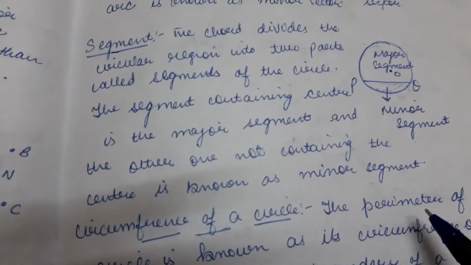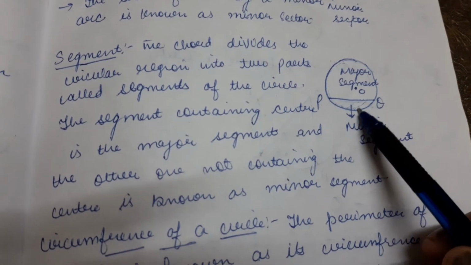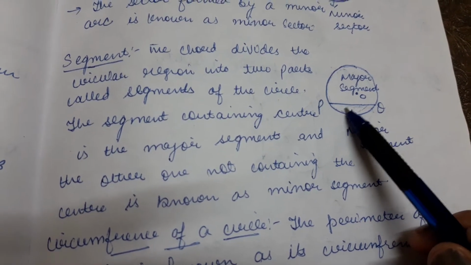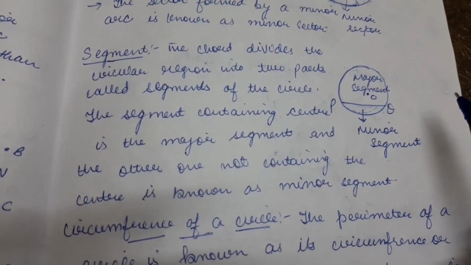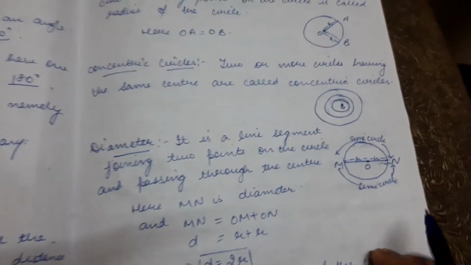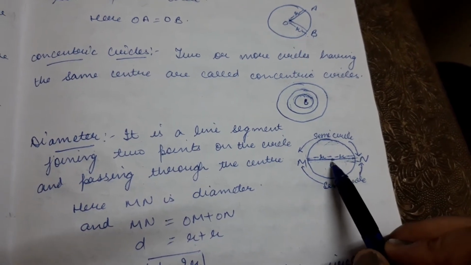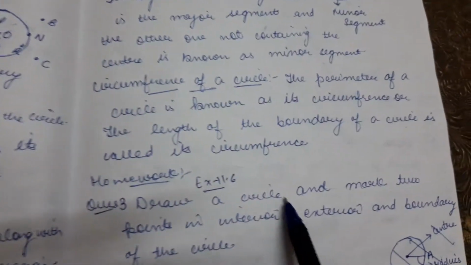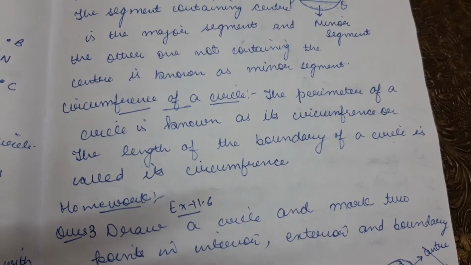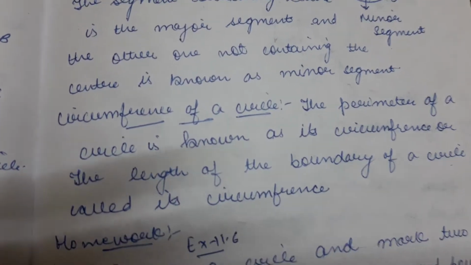Next is the segment. The chord divides the circular region into two parts called the segments. So the region with the smaller portion is the minor segment and the other is the major segment. Next is the semicircle. As we have discussed already, semicircle is the circle divided into half. Next is the circumference of a circle. The perimeter of a circle, or you can say the length of the boundary of the circle, is known as the circumference of the circle.